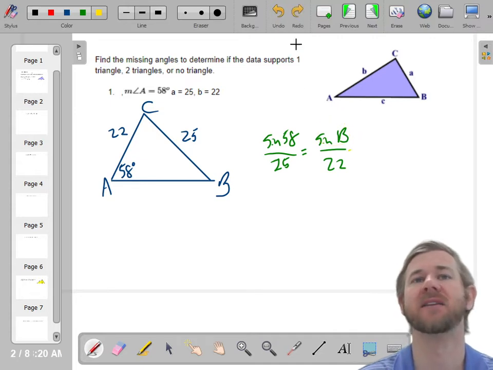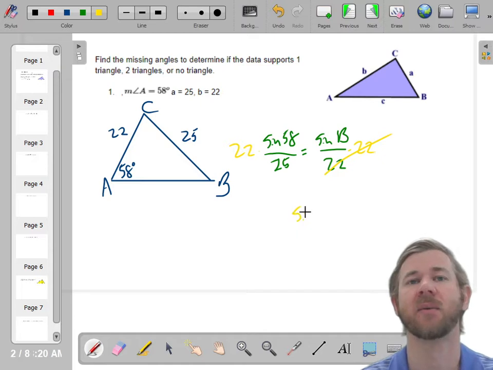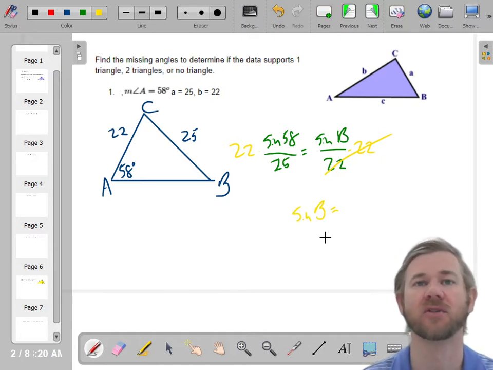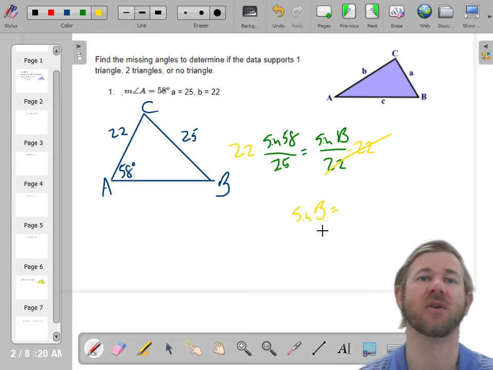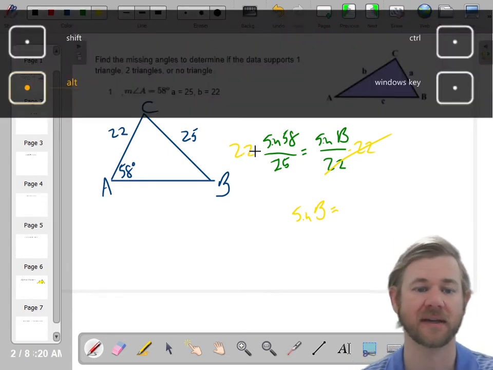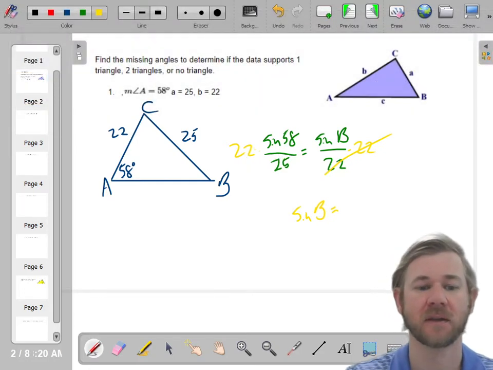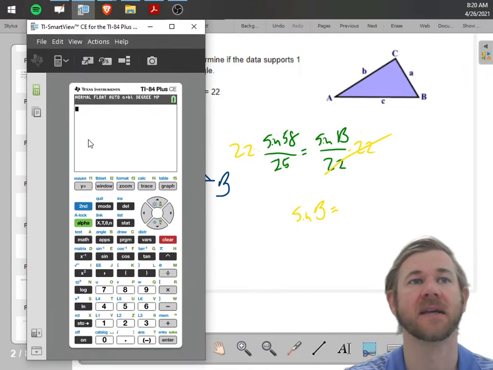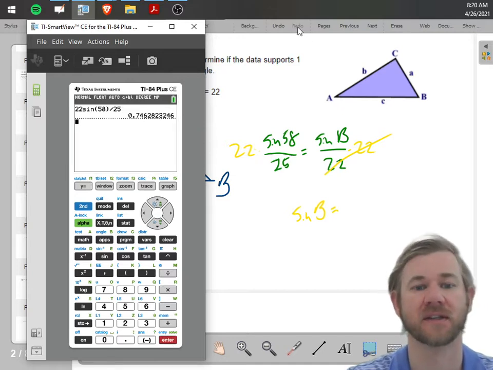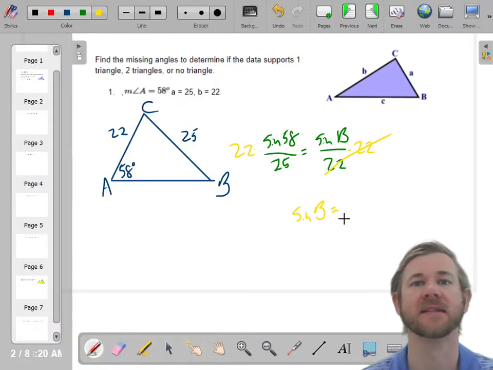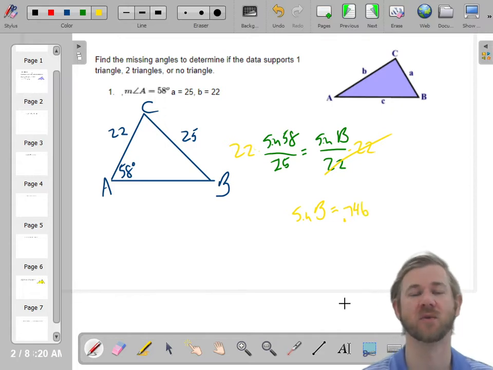I want to get the sine of B by itself, so I will multiply both sides by 22, and I'll have the sine of B equals this big mess. So we have this whole thing that I have to now calculate, and I'm going to use my calculator to do that. So let's bring the calculator up. I'm going to say 22 sine of 58 divided by 25, and we get 0.746. So what we know is the sine of B is 0.746.